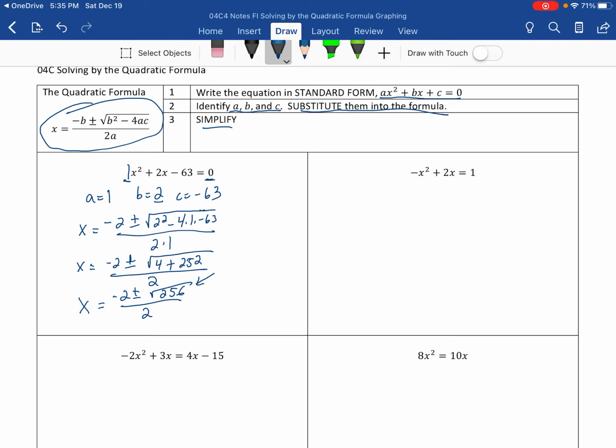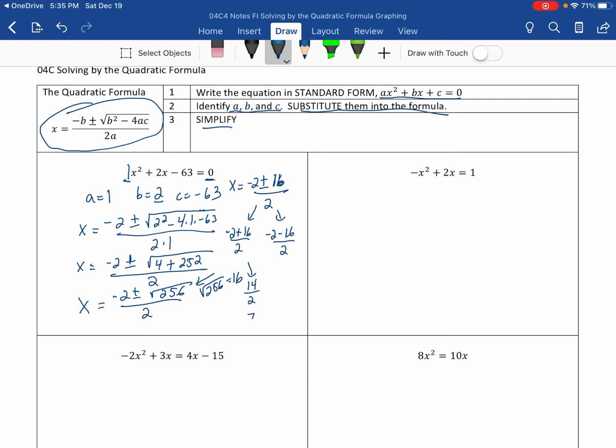Okay, one of the things that you might want to check is actually 256 is a perfect square. I would check that before you started that simplification process. The square root of 256 is 16. So I'm going to keep simplifying. This is negative 2 plus or minus 16 over 2. Once you have a whole number here, then you're going to break it up into two parts, okay? And this is what this means. It's either negative 2 plus 16 over 2 or negative 2 minus 16 over 2.